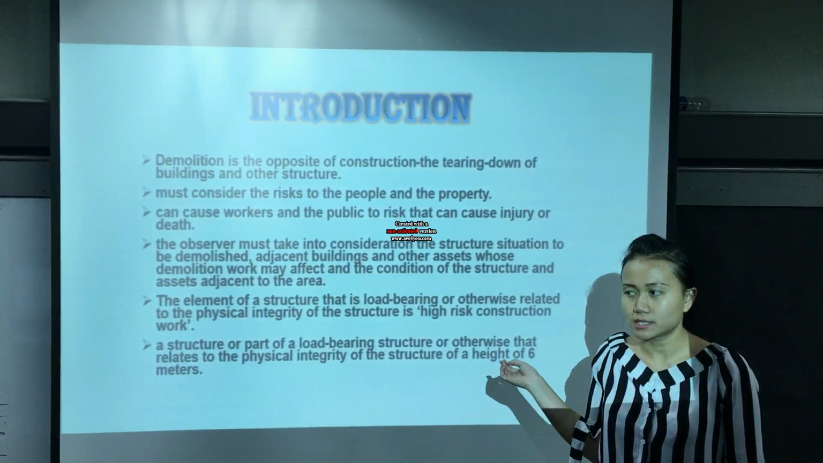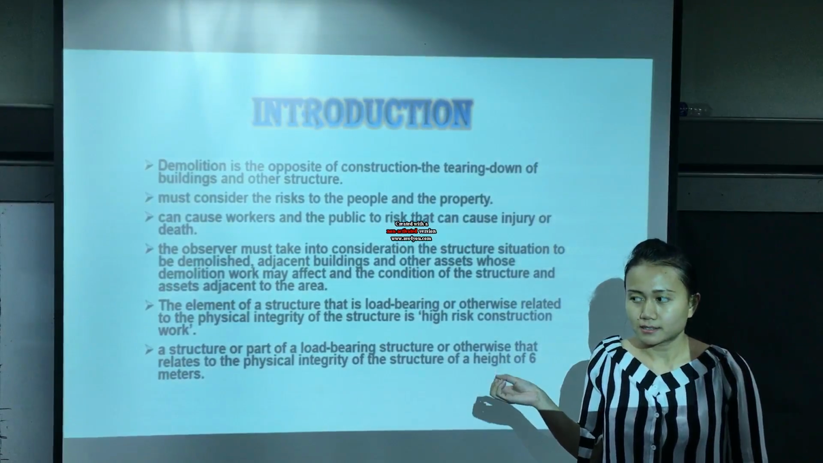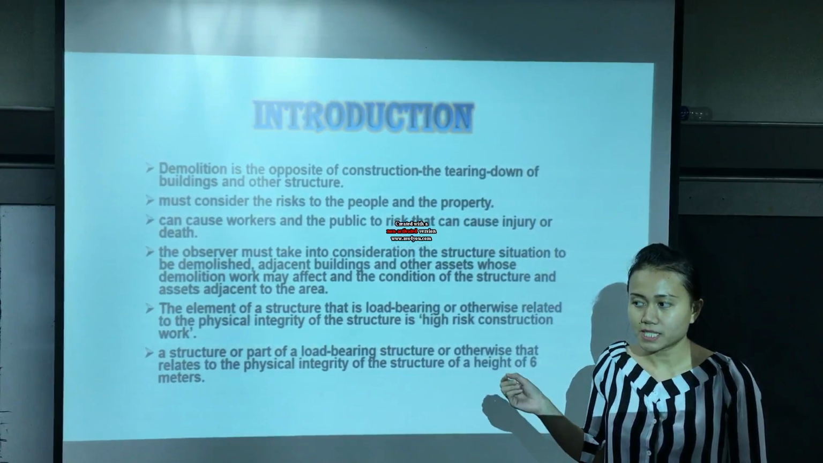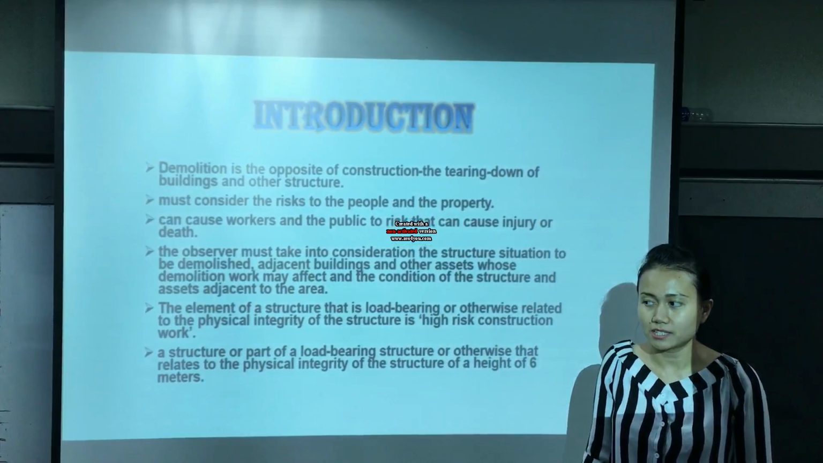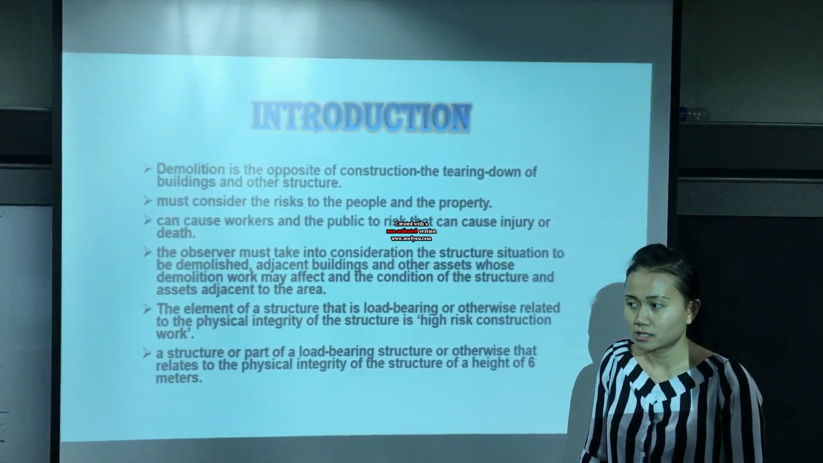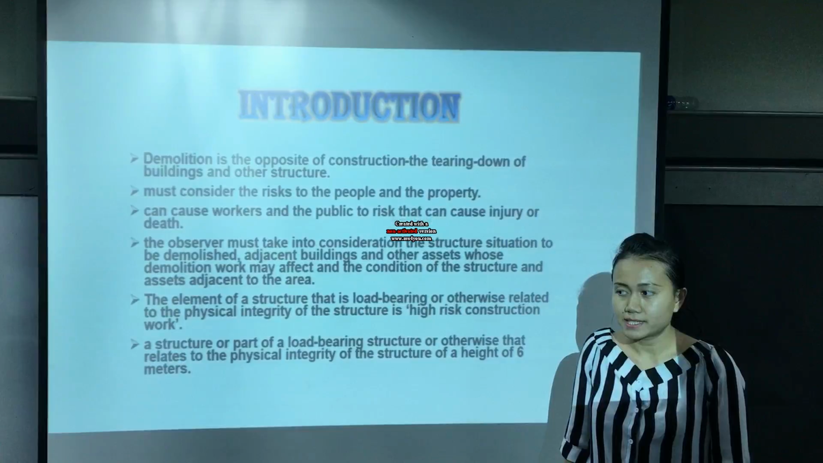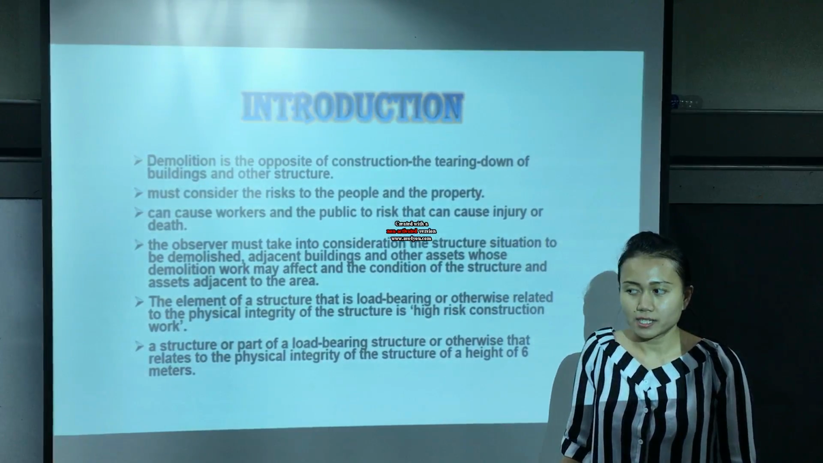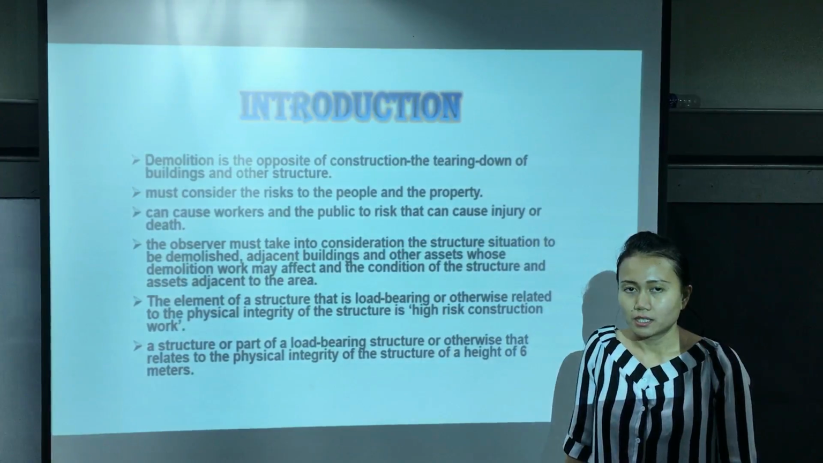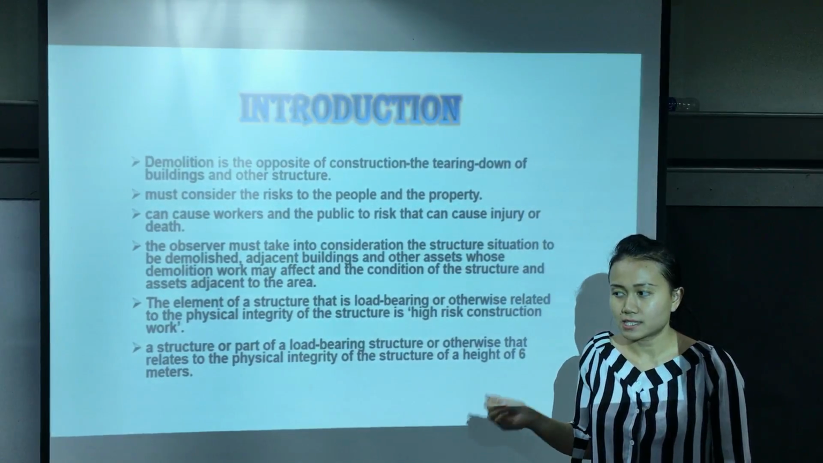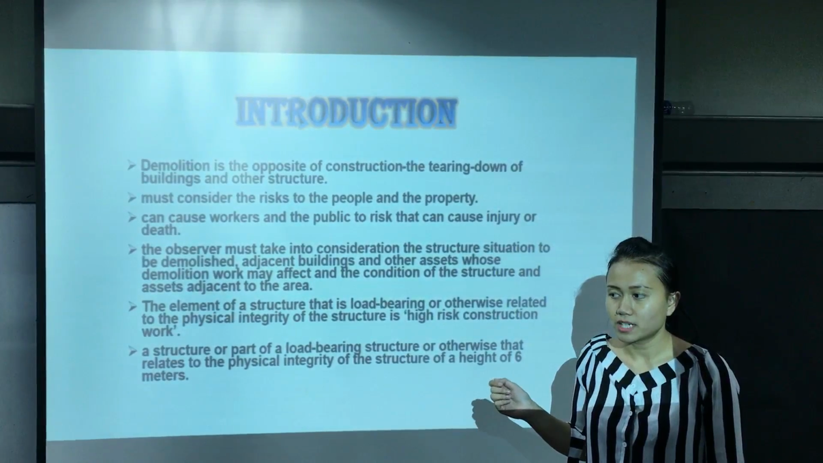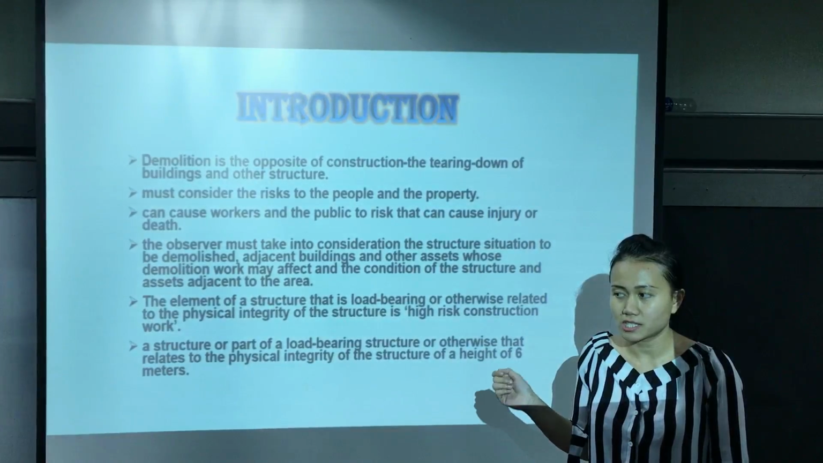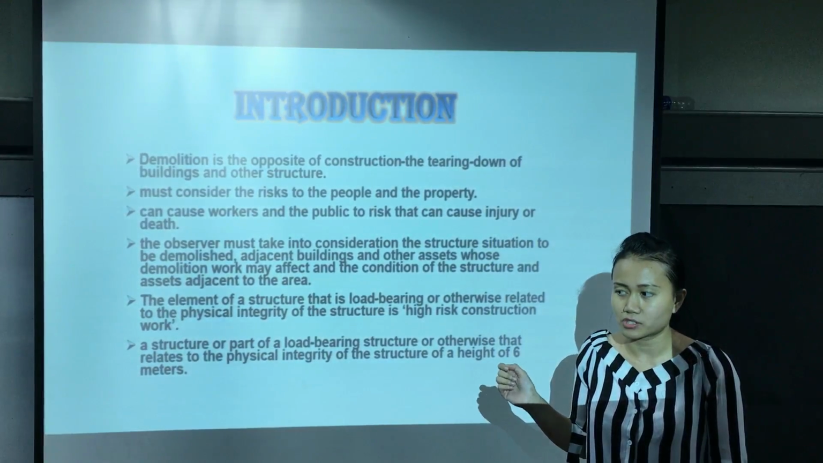Demolition can expose workers and the public to risks that can cause injury or death. The observer must be taken into consideration, and the structure to be demolished. Adjacent buildings and other assets may be affected by the demolition, and so may the condition of the structures adjacent to the area. The element of the structure that is load bearing and otherwise related to the physical integrity of the structure is high risk construction work.